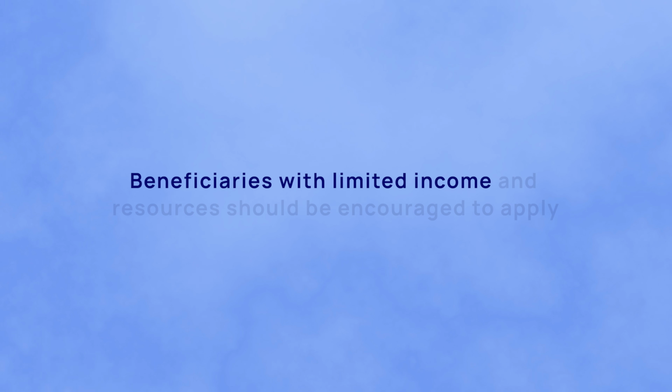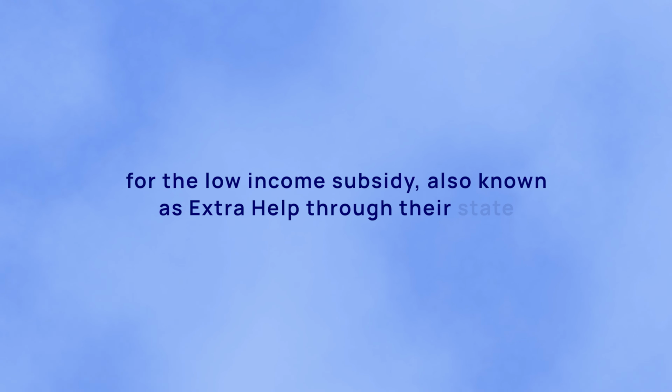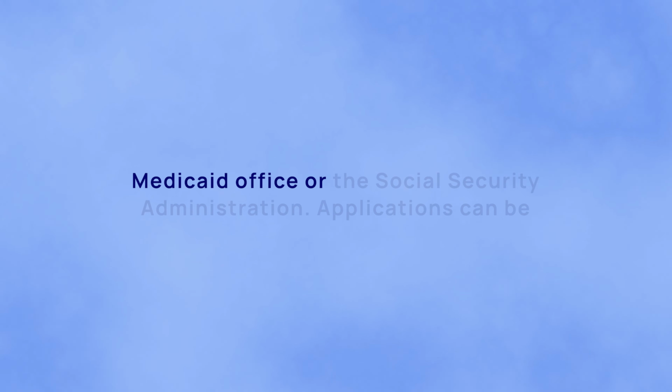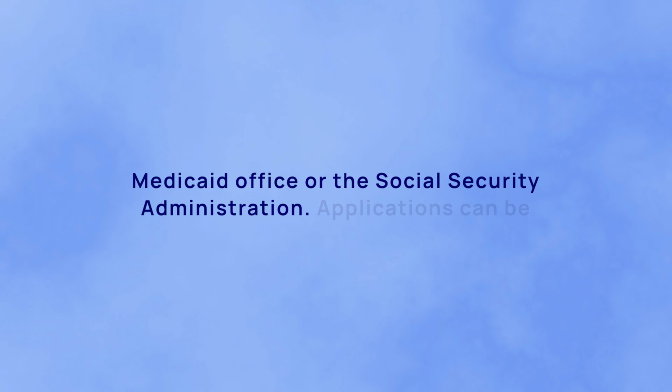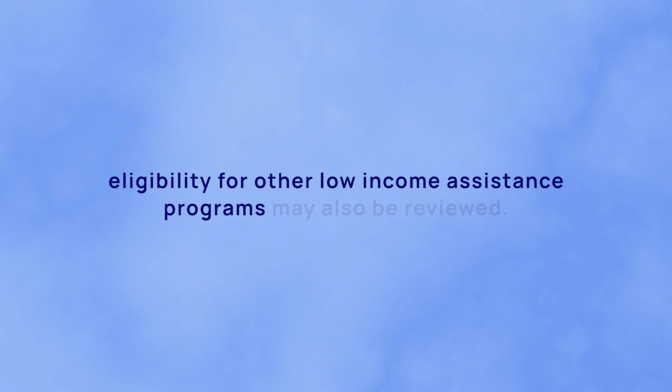Beneficiaries with limited income and resources should be encouraged to apply for the low-income subsidy, also known as Extra Help, through their state Medicaid office or the Social Security Administration. Applications can be submitted at any time. When applying through the state Medicaid office, eligibility for other low-income assistance programs may also be reviewed.